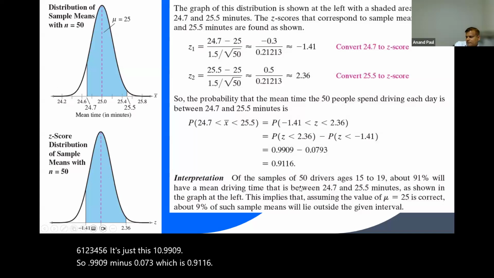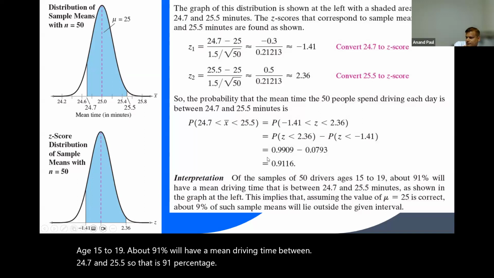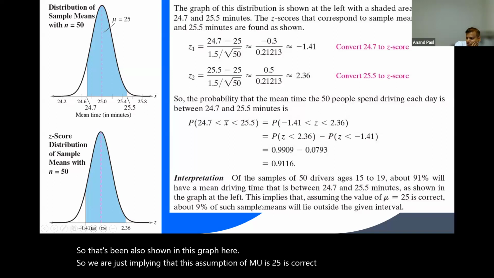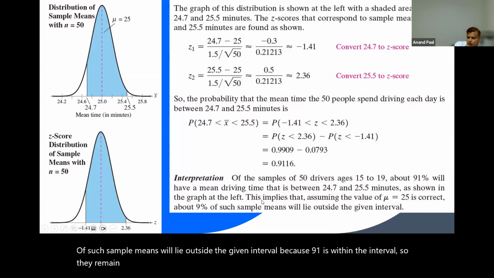So in this case, you can come to the conclusion that of the sample of 50 drivers, age 15 to 19, about 91% will have a mean driving time between 24.7 and 25.5. That's also shown in this graph here. We are just implying that the assumption that mu is 25 is correct. About 9% of such sample means will lie outside the given interval, because 91% is within the interval. So the remaining 9% will lie outside the interval.